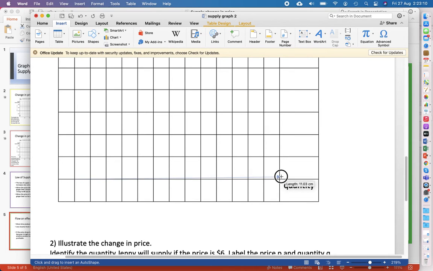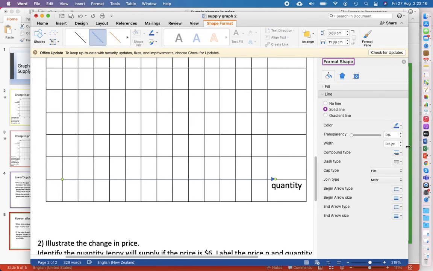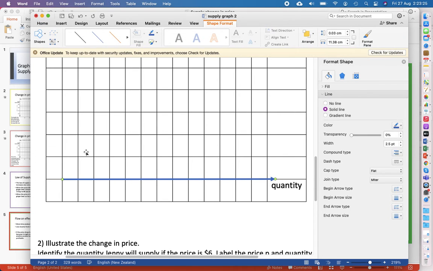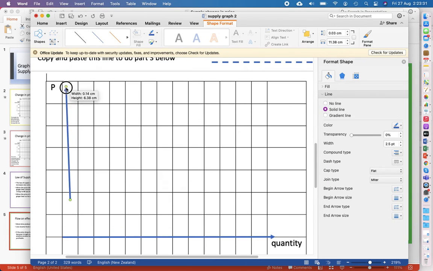Okay, we're going to have a line that goes like this. That's our quantity line. If we double click on it, we can change our thickness, make the weight really thick so you can see it. Look at that. All right, now we're going to copy our line. We're going to paste it, and then we're going to curve it around so it goes up. And that's going to be our price line. Okay, pull this in.